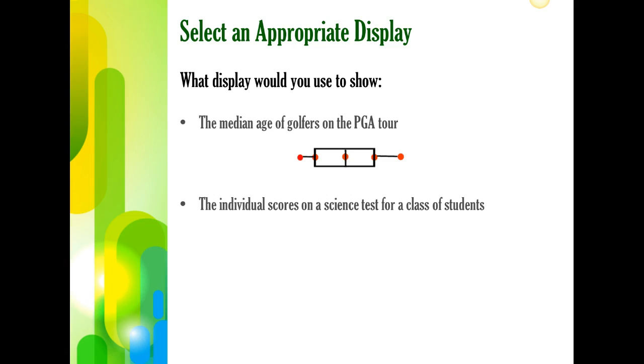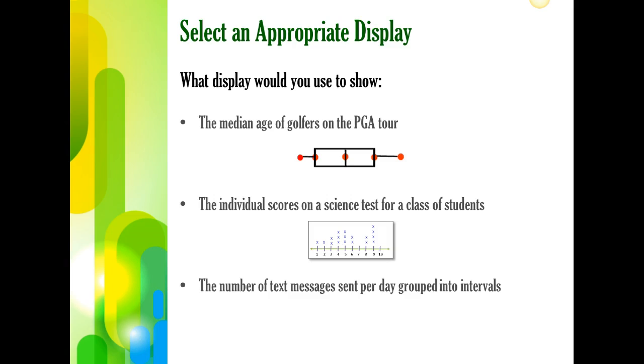Since we need individual data and it's not over time, that narrows it down to either a bar graph or a line plot. However, that would be a pretty big bar graph if we had a bar for each student. The line plot would be more appropriate for that larger group of data, and it's not necessary for us to know the names of the students, just their individual scores.